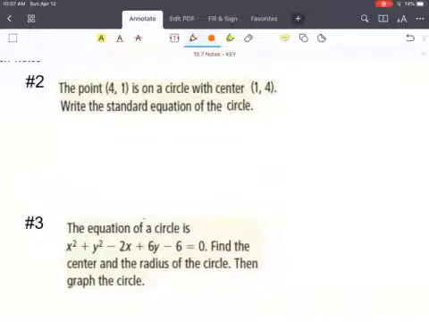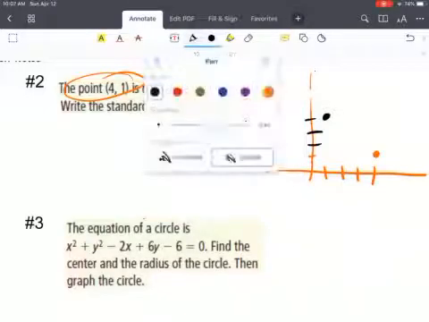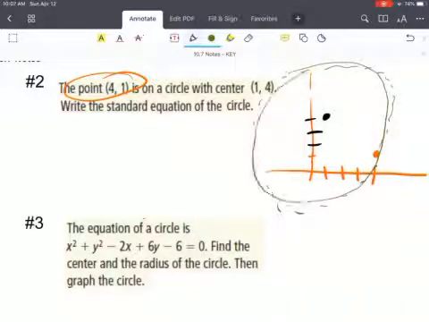So another way to look at it is talking about a point that is on the circle. If I think about this in the coordinate plane, I have 4, comma 1 as a point that is on the circle. And then I have 1, comma 4 as the center of the circle. So my circle is going to look something like that. That's a terrible circle, but you get the idea. Here's the center. There's a point on the circle. The reason it's giving you this information is the fact that this distance is the radius.